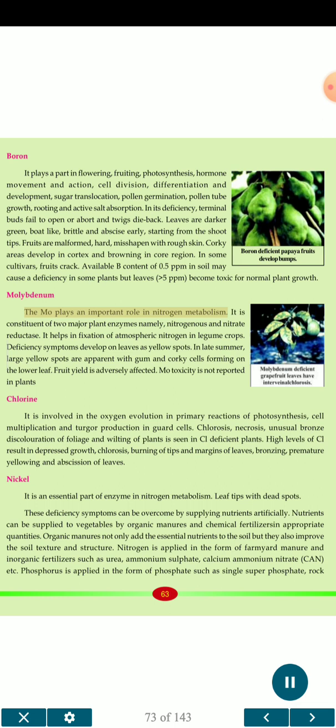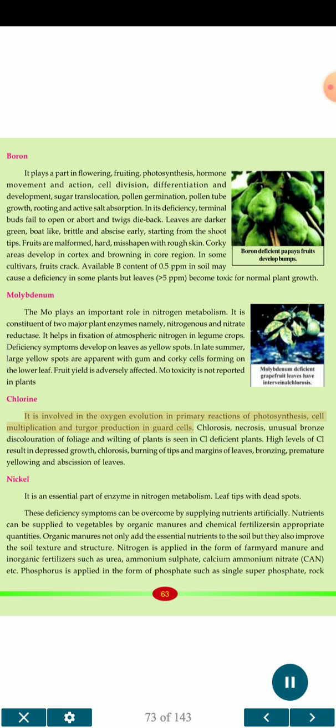Molybdenum. Molybdenum plays an important role in nitrogen metabolism. It is a constituent of two major plant enzymes, namely nitrogenase and nitrate reductase. It helps in fixation of atmospheric nitrogen in legume crops. Deficiency symptoms develop on leaves as yellow spots. In late summer, large yellow spots are apparent with gum and corky cells forming on the lower leaf. Fruit yield is adversely affected. Toxicity is not reported in plants.